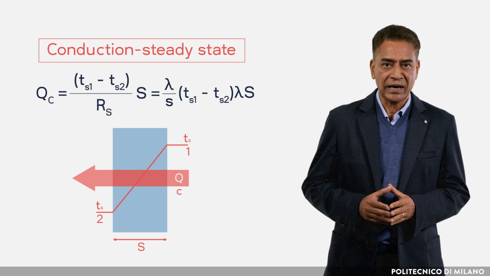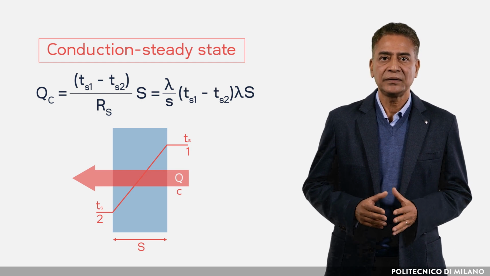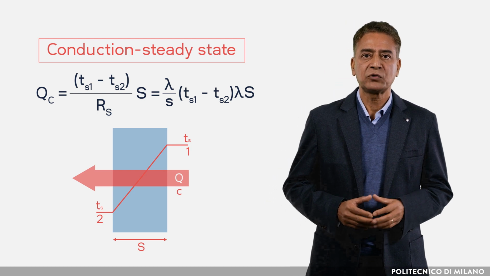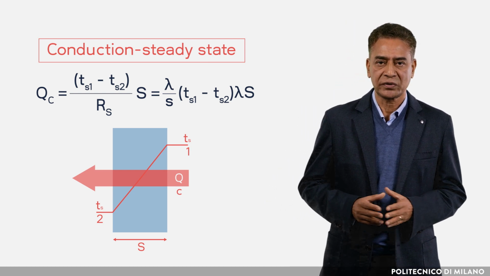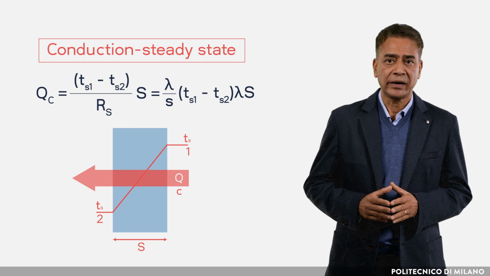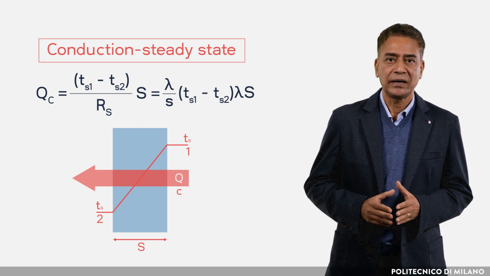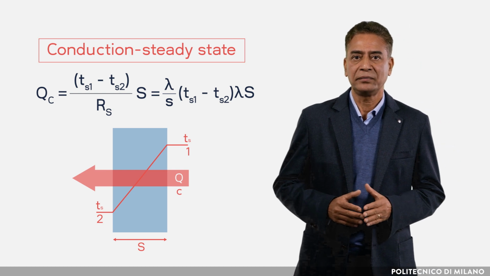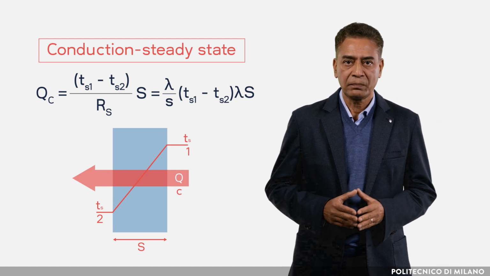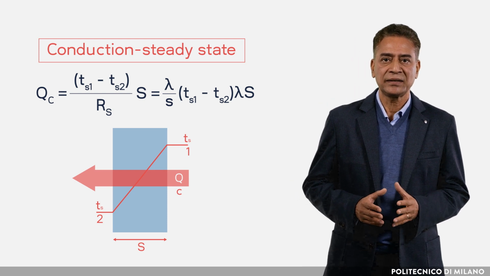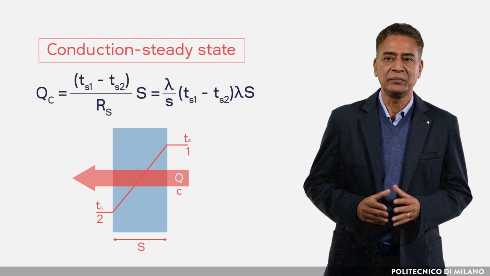Rs equal to s divided by lambda is the thermal resistance of the material constituting the wall in square meters Kelvin per watt. Capital S is the area of the wall in square meters. Lambda is the thermal conductivity of the material in watt per meter Kelvin. Small s is the thickness of the plate or wall in meters.